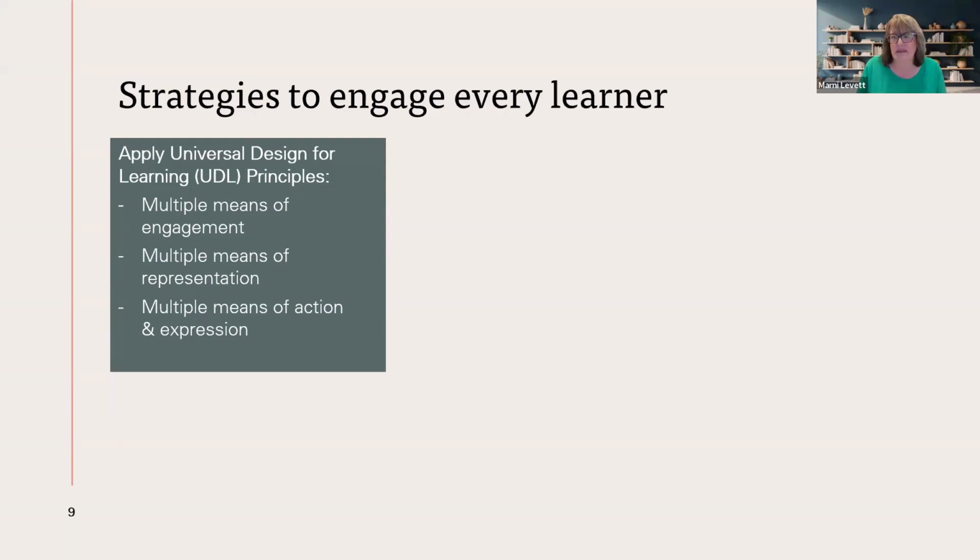Multiple means of representation means you present information in different formats using a mix of video, audio, infographics, text, even if you're on ground. And multiple means of action and expression means that students demonstrate understanding in various ways. For example, a final project could be a video, podcast, paper, or digital poster.